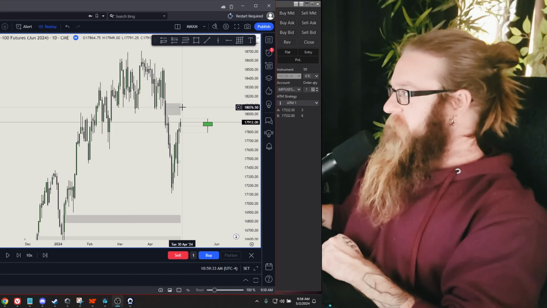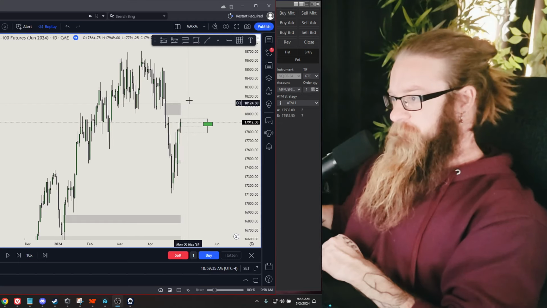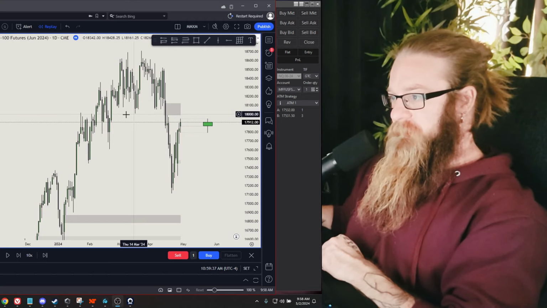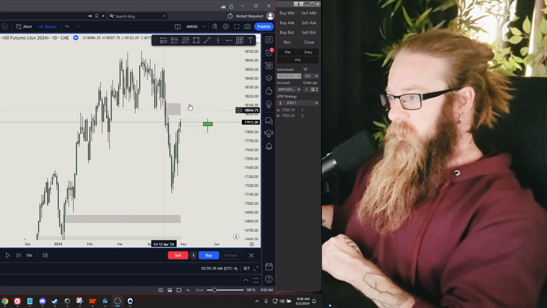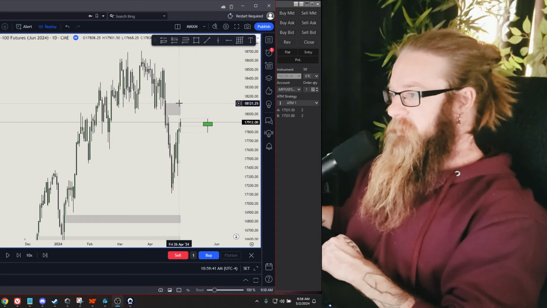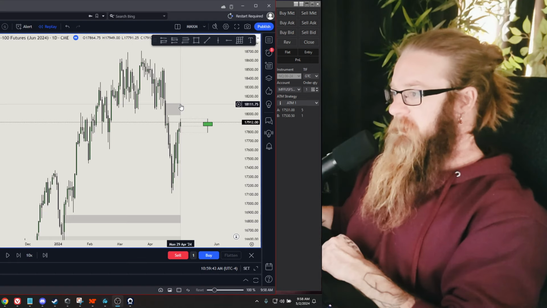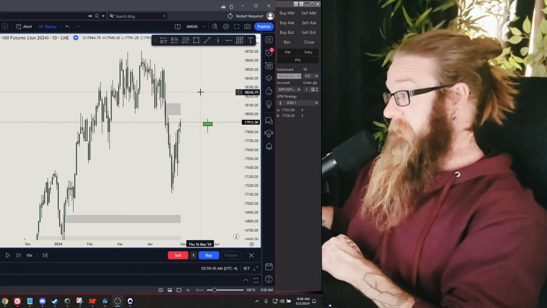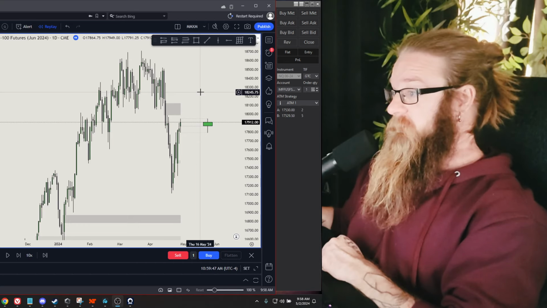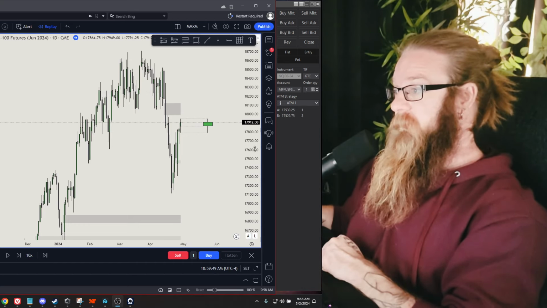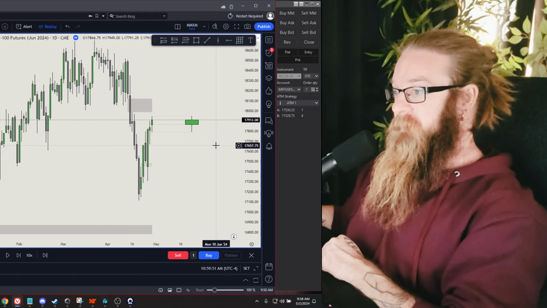This gray box is a daily SIBI. So what do you think is going to happen? What is this? This is a Monday. What do you think is going to happen on Tuesday, based on looking at this chart? We'll zoom in a little bit here.